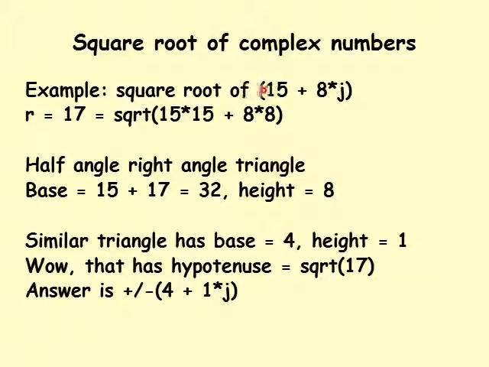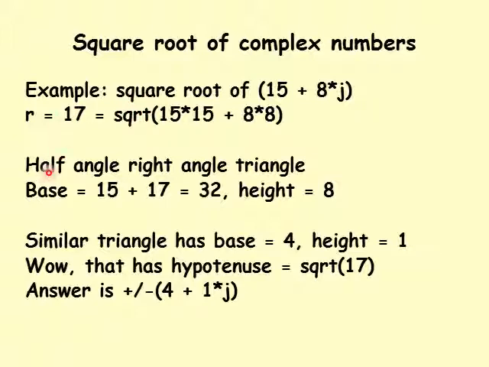Let's do the square root using an example. The example is 15 plus 8 times j. 8 is the imaginary part and the real part is 15. If you make a right angle triangle with 15 as the base and 8 as the height, its hypotenuse, which is r in the previous setup, is the square root of 15 squared plus 8 squared. 15 squared is 225, 8 squared is 64, 225 plus 64 is 289, and the square root of that is 17.